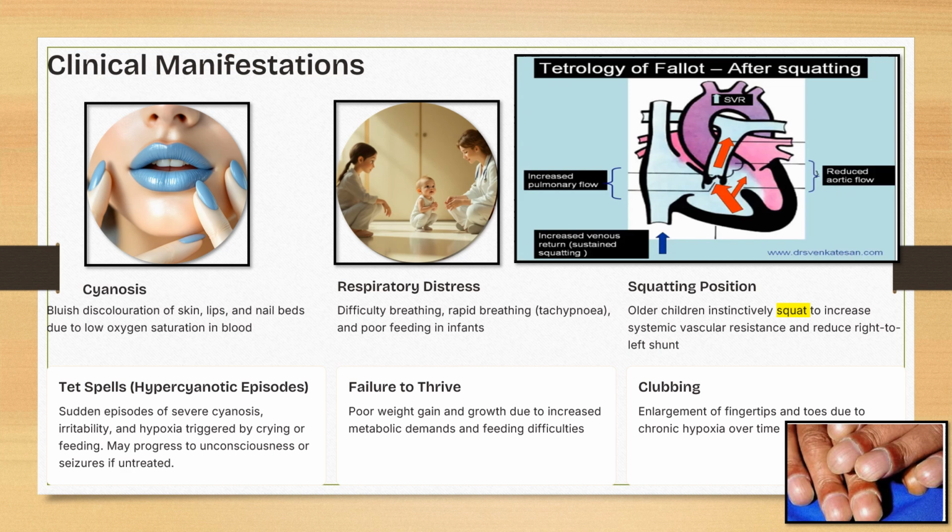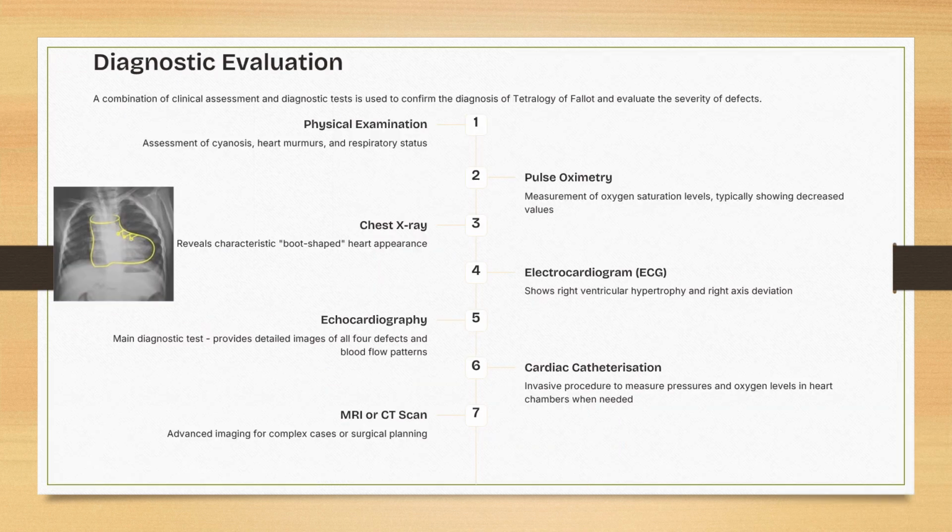Then the fifth one is failure to thrive. When the baby tries to feed, it gets the TET spells. So of course there is a disturbance in the feeding pattern and growth. So it causes failure to thrive. And clubbing. Look at the picture. Clubbing of fingers will look like this. Enlargement of fingertips and toes happens due to chronic hypoxia over time. These are the very important clinical manifestations of tetralogy of Fallot.